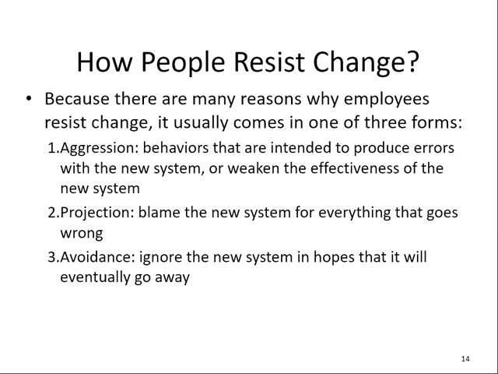And here, because there are so many reasons why employees resist the change, it usually comes in one of three forms. Aggression: these are behaviors that are intended to produce errors with the new systems or weaken the effectiveness of the new systems. Projection: usually people are going to blame the new system for everything that goes wrong. And then avoidance: people ignore the new systems in hopes that it will eventually go away.